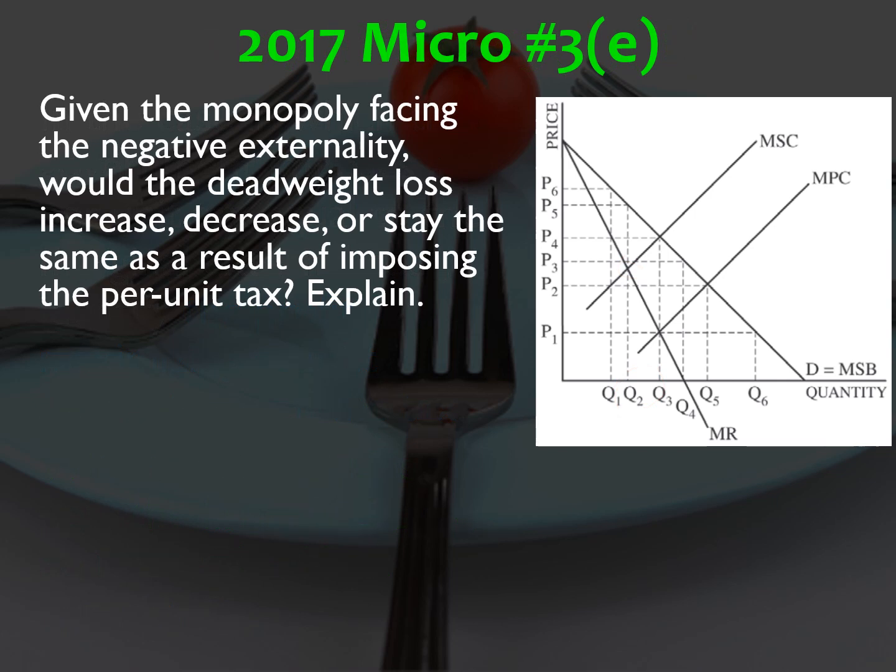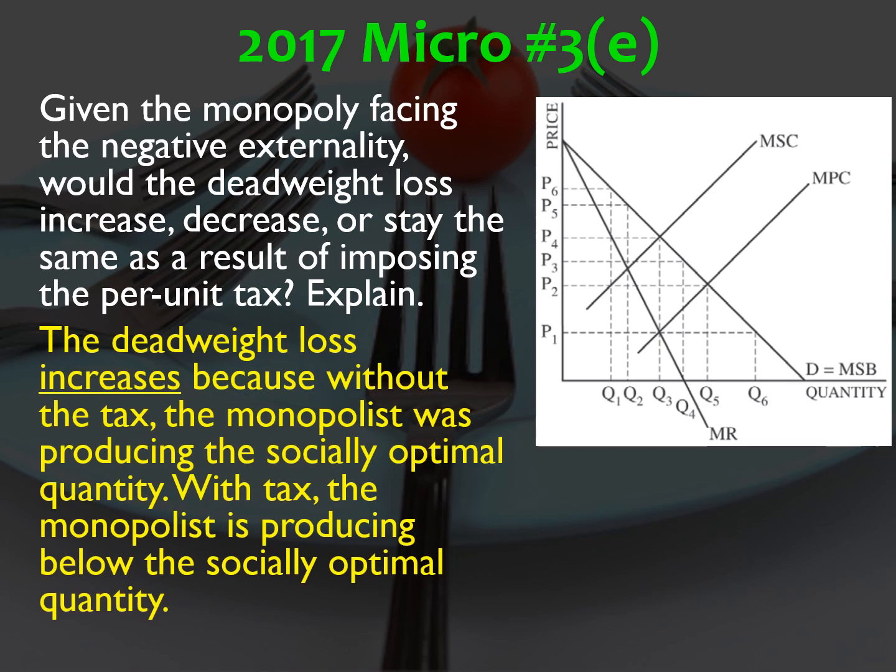Part E, given the monopoly facing the negative externality, would the deadweight loss increase, decrease, or stay the same because of the tax? So remember, the deadweight loss represents the loss of efficiency due to the socially optimal quantity not being produced. But in this case, the monopolist was actually producing the socially optimal quantity prior to the tax. So with the tax, the monopolist is producing less. So the deadweight loss is going to increase because of the tax, because there was no deadweight loss before the tax.